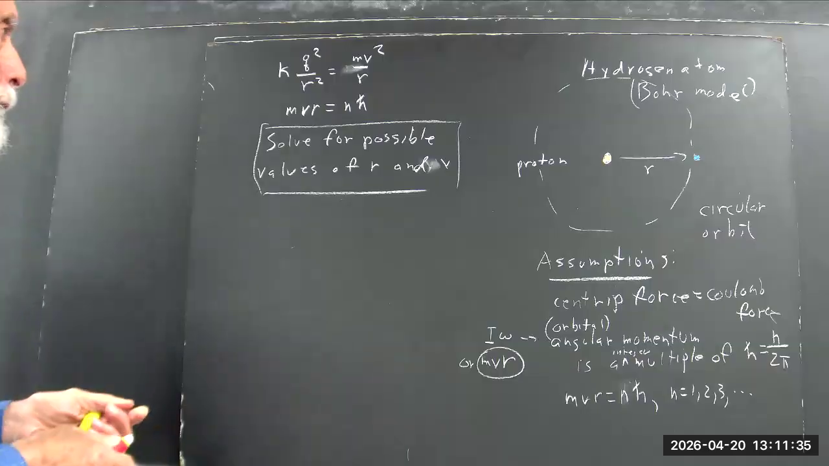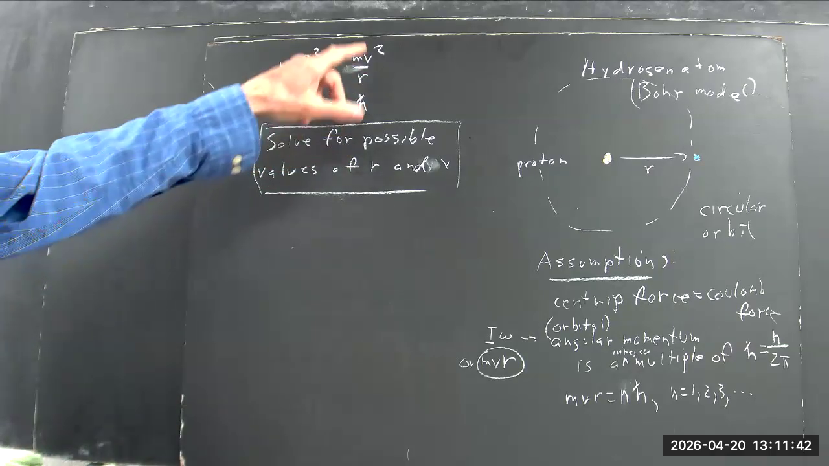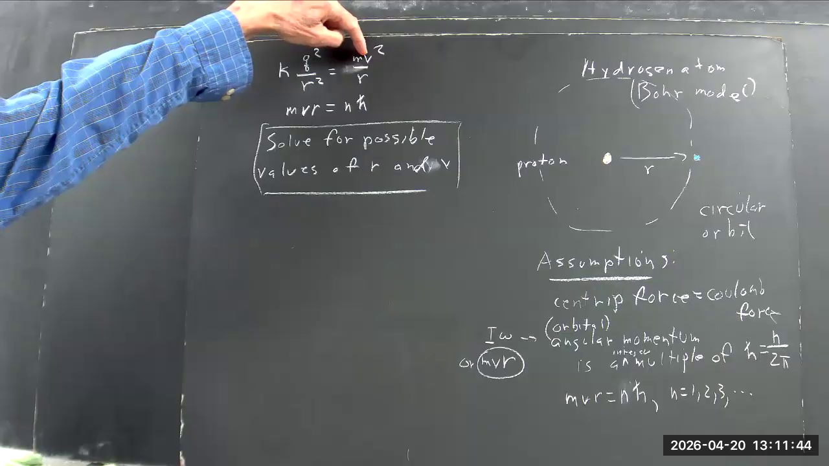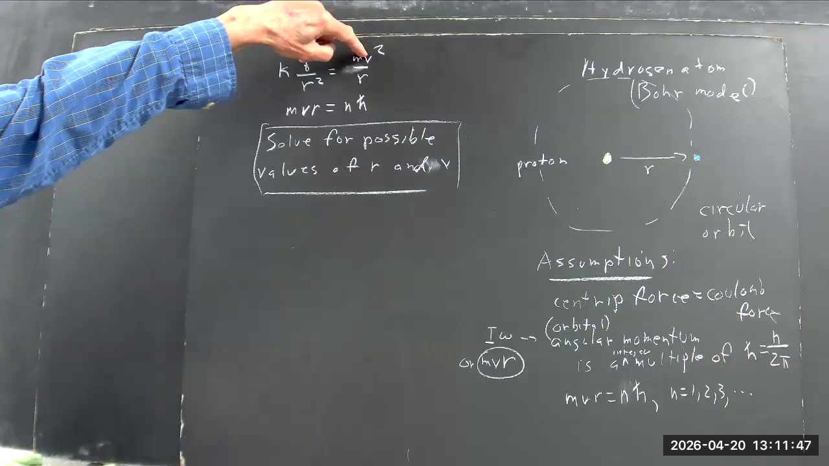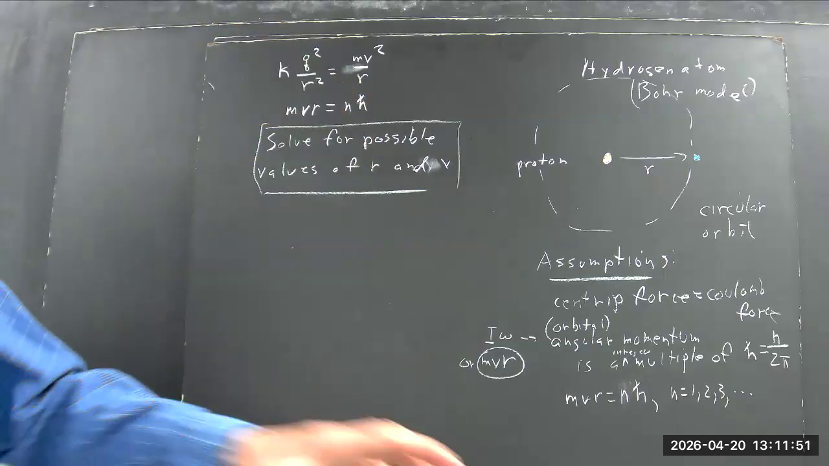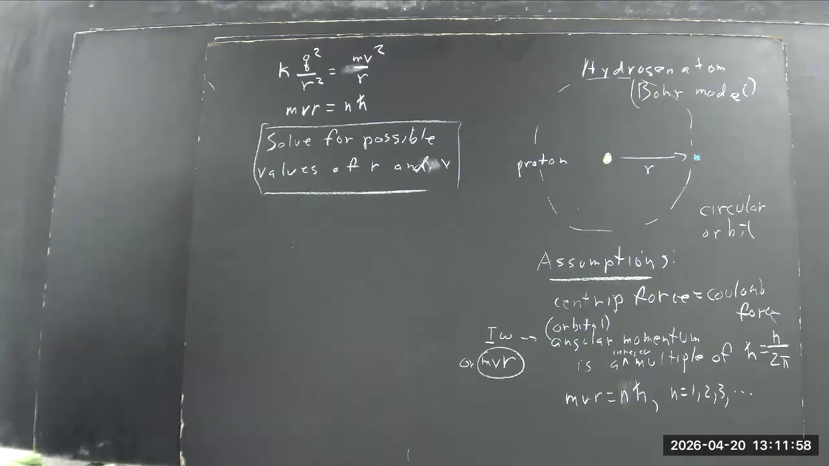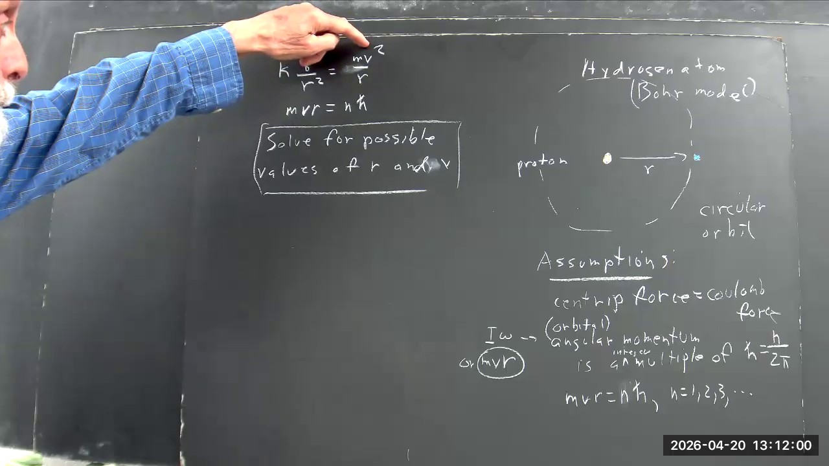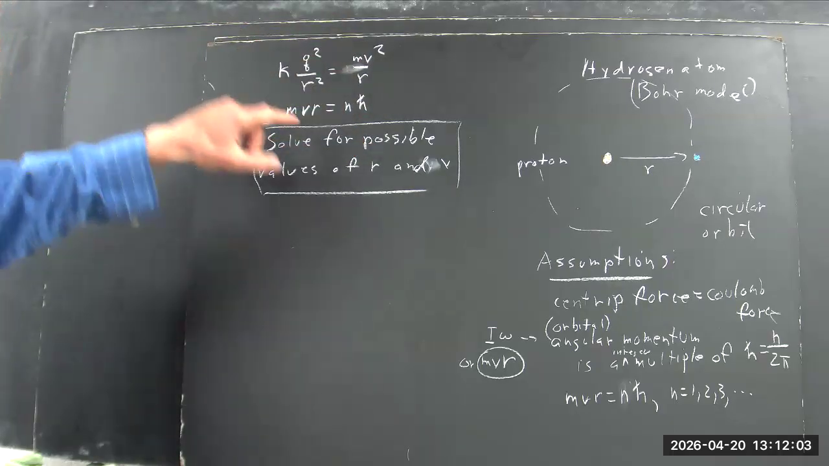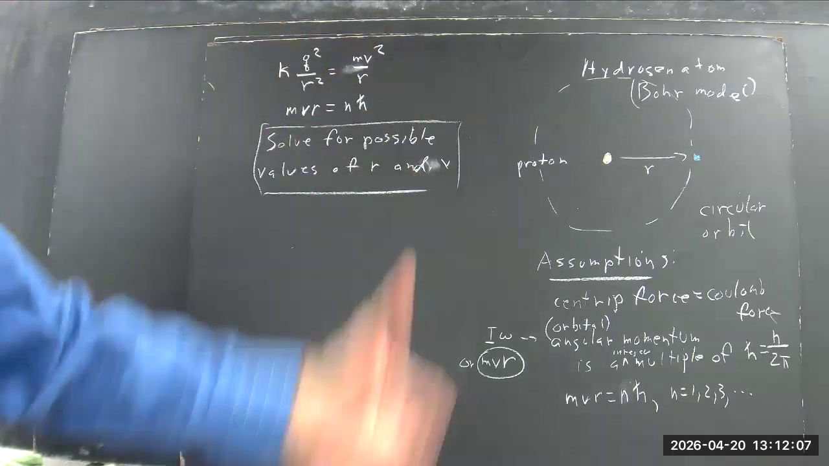You solve for possible values of R and V. You could, for example, solve this equation for V and solve this equation for V, set the two solutions equal and solve for R. Now you've eliminated V. Or you could solve this one for V, and that would involve R, and solve this one for R, and plug that in for the R in this equation.